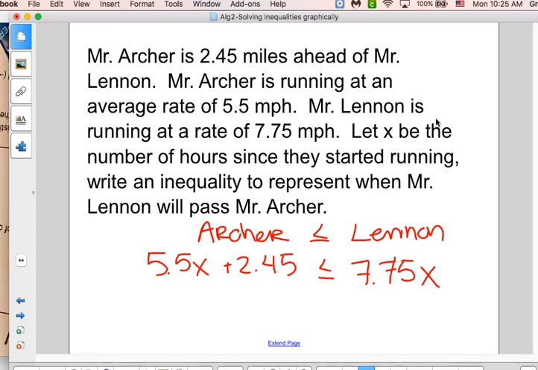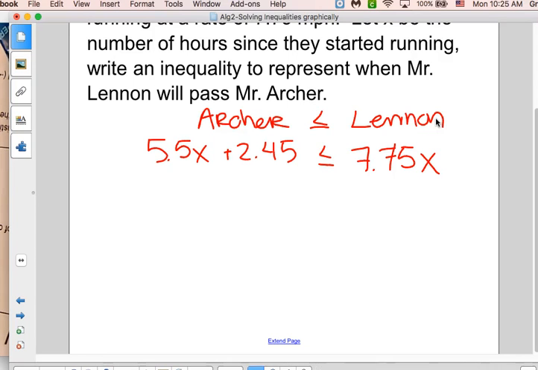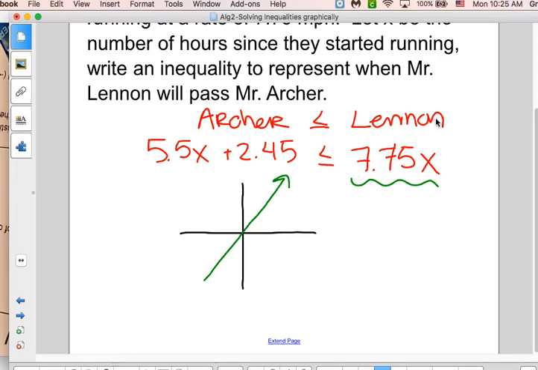If we want Archer and Lennon, for the sake of time, we're just going to sketch this one. If I'm going to put Lennon's equation in green, where does he start at? 0, so he starts at the origin, and he's just going up. Where is Archer going to start at? 2.45. So he's going to start here, and then he's going to go up.